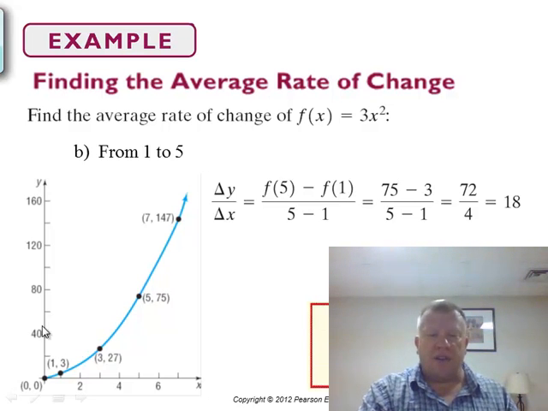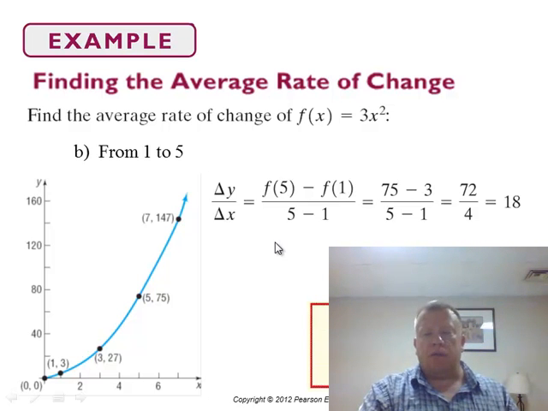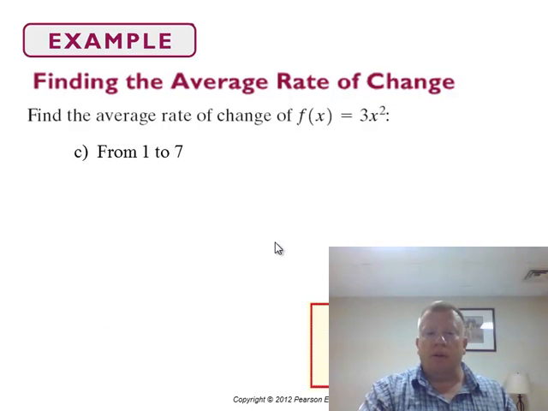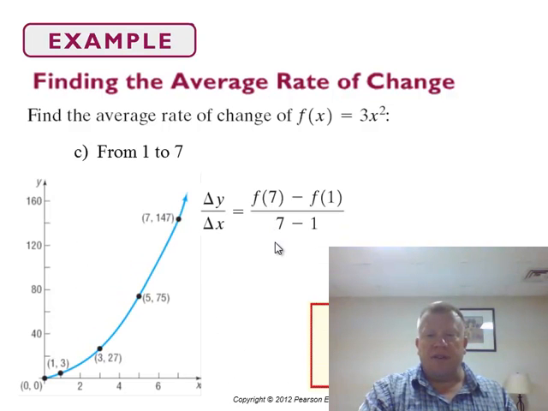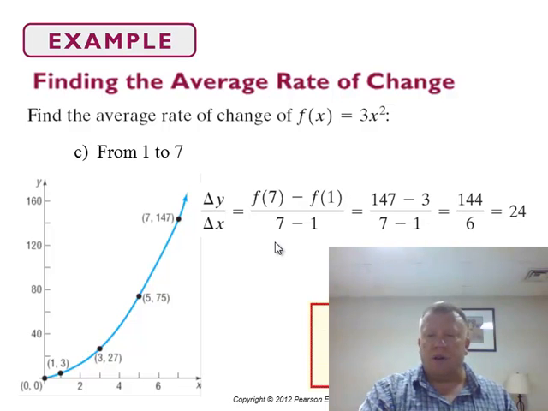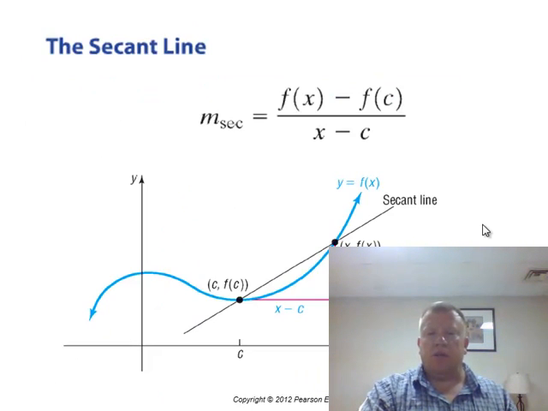And in fact, if you were to take a line segment from (1, 3) to (7, 147), that line segment would even be steeper. That rate of change between x equals 1 and x equals 7 would be even higher. We can calculate that. And there it is. F of 7 is 147 minus f of 1, which is 3. You get 144 divided by delta x, which is 6. You get a rate of change of 24. So yet a higher slope, a higher rate of change.